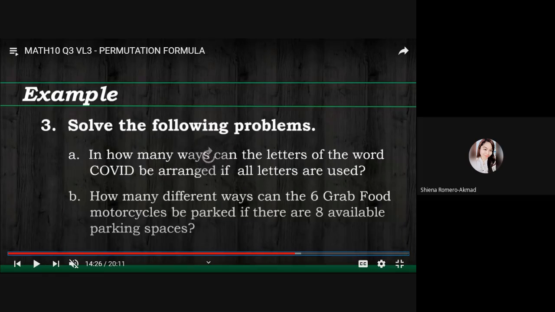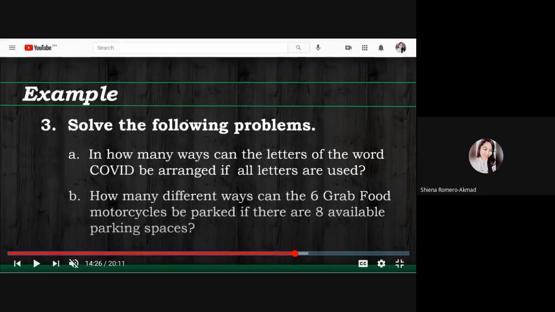Okay. How about for letter A and B? So, all we have to do is to solve the problem. We have in letter A, in how many ways can the letters of the word COVID be arranged if all the letters are used? Sa letter B naman, how many different ways can the 6 grab food motorcycles be parked if there are 8 available parking spaces?